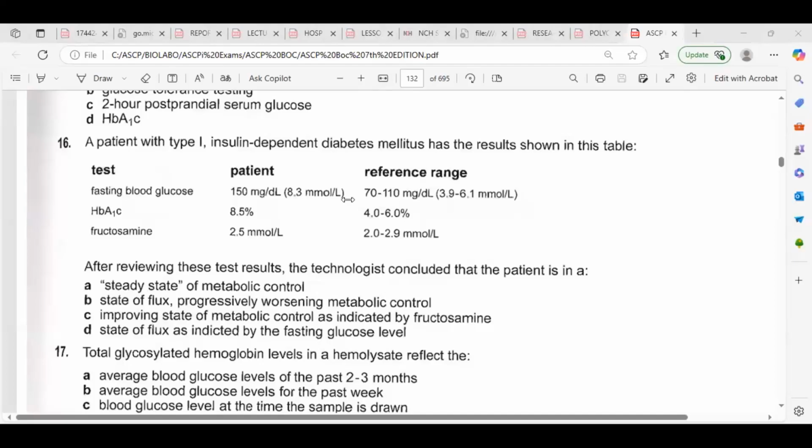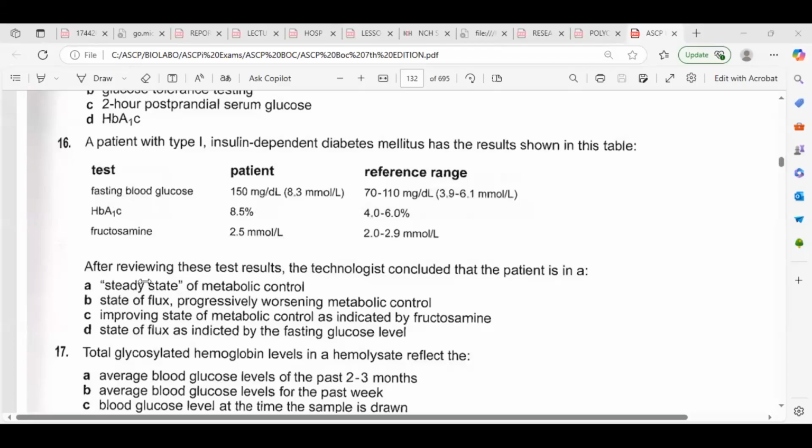A patient with type 1 diabetes, insulin dependent, is showing a fasting blood glucose of 150 and HbA1c of 8.5, and fructosamine of 2.9. The normal range is this one, and the level is 2.5 millimole per liter. So this one is fructosamine. I hope you remember that we also have it in our notes, fructosamine and the use of it. HbA1c we also have, and fasting blood glucose we have as a test.